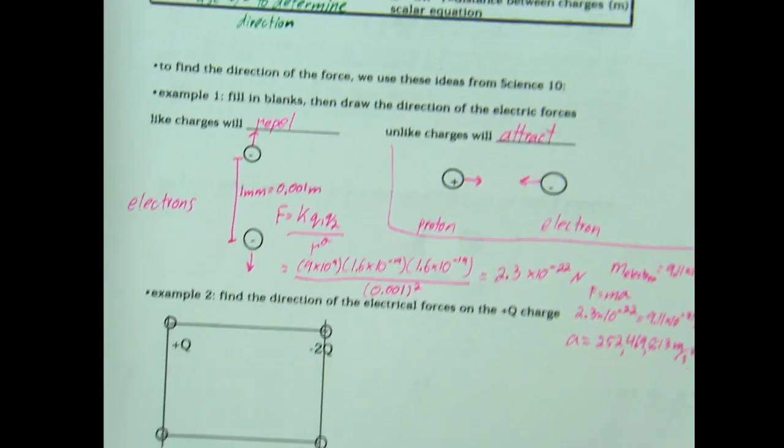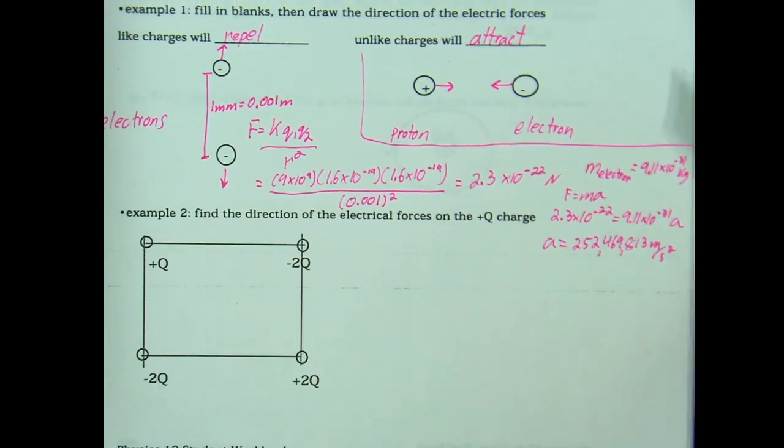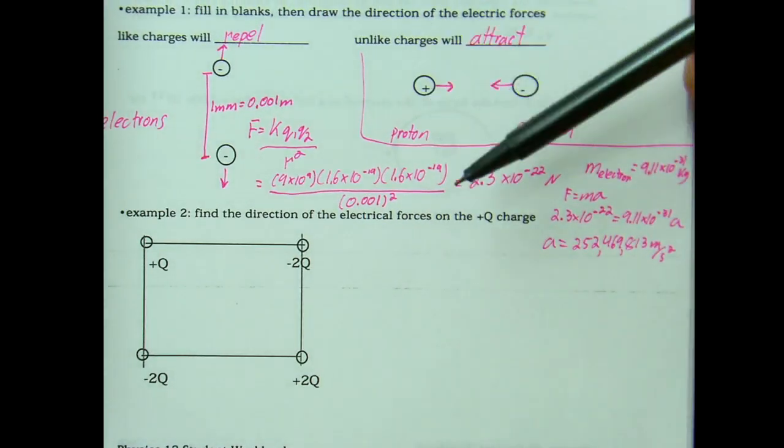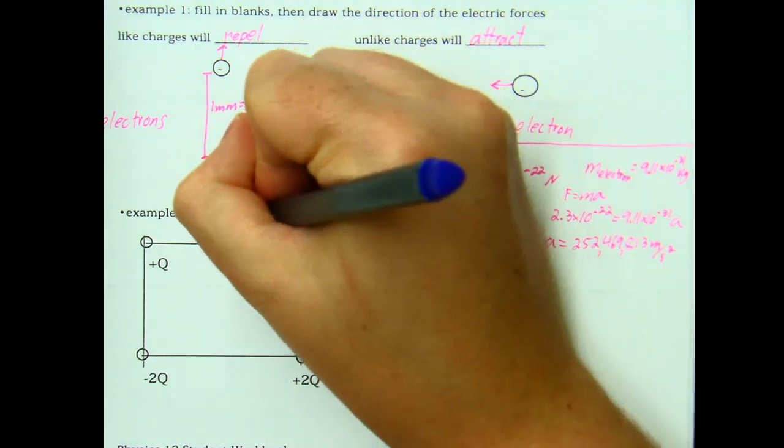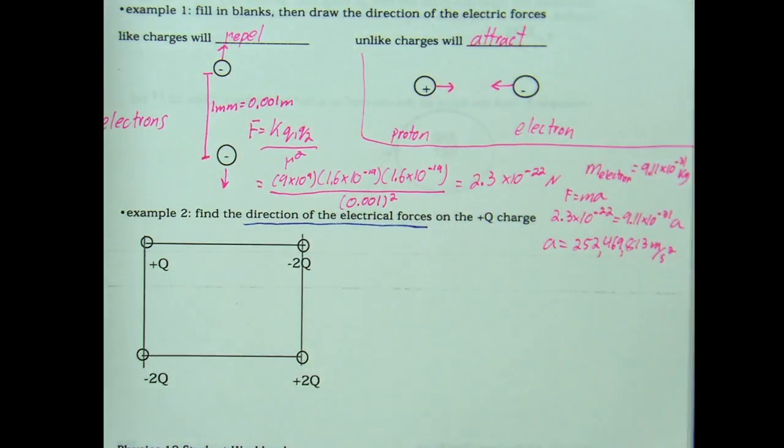So let's move on here to example 2. If I have this particular setup, there's 4 charges placed here. I've got a positive Q charge, 2 negative Q charges, and a positive 2Q charge here. All I want to find is the direction of electrical force on the positive charge. How do we do that?